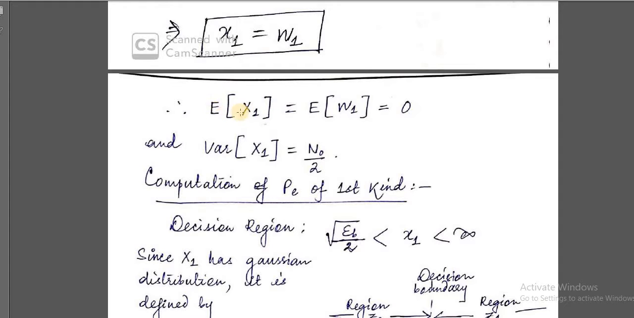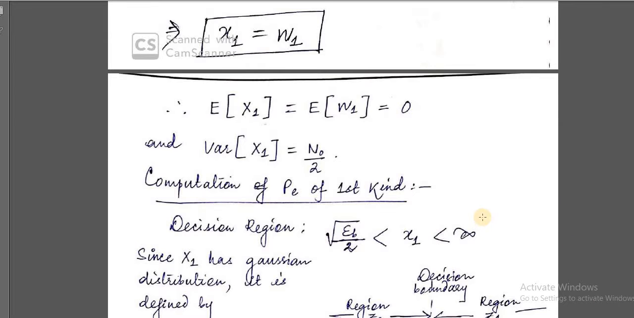If I want to find out the expected value of this variable x1, that is equal to the expected value of W1. The expected value is also known as the mean, and the mean of W1, I already told, AWGN is of zero mean, we have assumed. So the mean of W1 or mean of AWGN is equal to 0. And the variance of x1 is equal to the variance of W1, which is equal to N0 by 2, because the received signal is only equal to the noise component. In case of ASK, when we transmit 0, there is no waveform present in the output, so we are only receiving the noise component at the receiver.